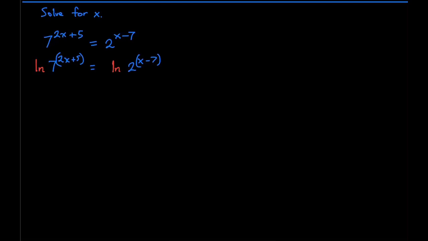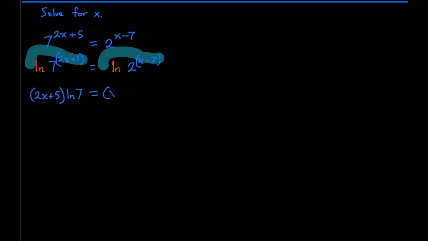Here, now that we have ln in front of both of these, we can use the properties of logarithms to bring the exponent down to the front on both sides. So you'd say 2x plus 5, and this is why it's important to put this in parentheses. You don't want to accidentally put this only with the 5. It's being applied to the 2x as well. Same thing here. The ln 2 is being applied to both of these, not just -7.